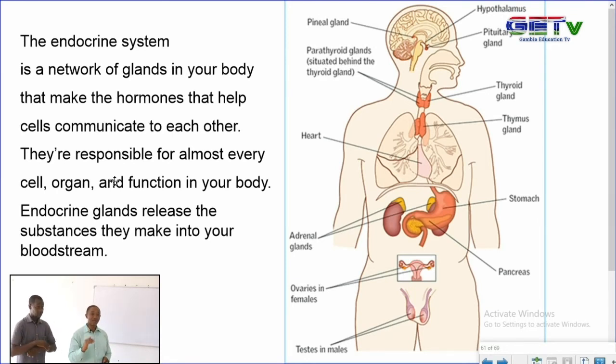But come down to where you have the kidneys. You can see something yellow on the kidneys. These are the adrenal glands. They're also very, very important. And of course, you can see the ovaries, and down below you have the testes. These are also endocrine glands.